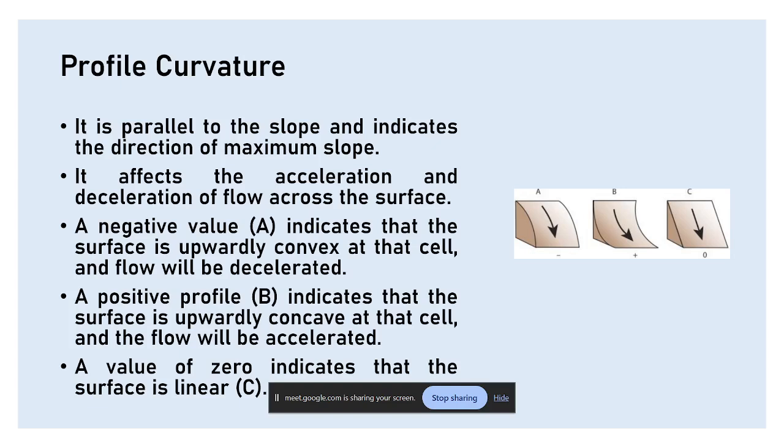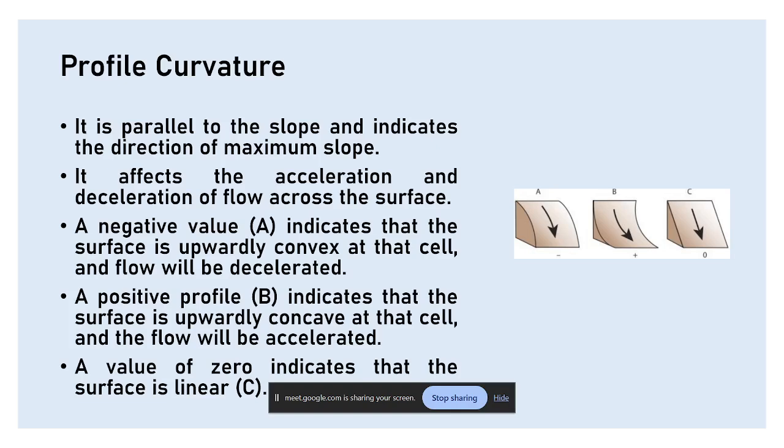But this is parallel to the slope. It affects the acceleration and deceleration of flow across the surface, how fast or how slow that flow is. And as I said, a negative value indicates that the surface is upwardly convex and flow will be decelerated, because if it is convex, that flow will not be so intense, right? So it will be decelerated.